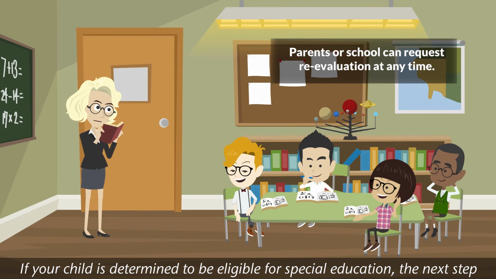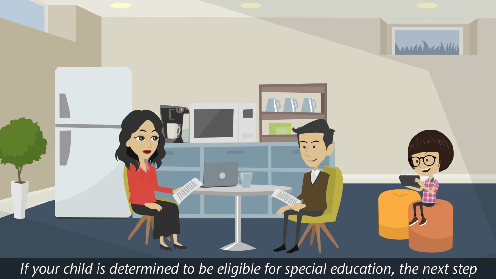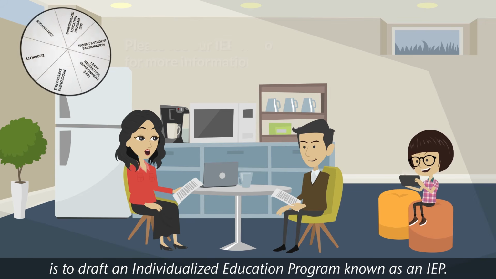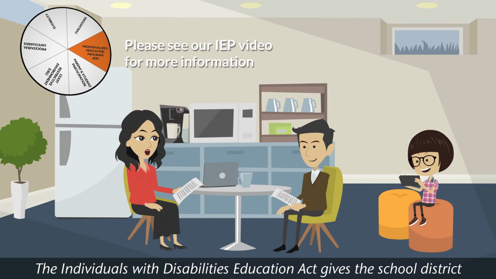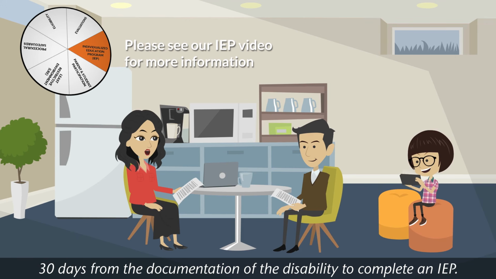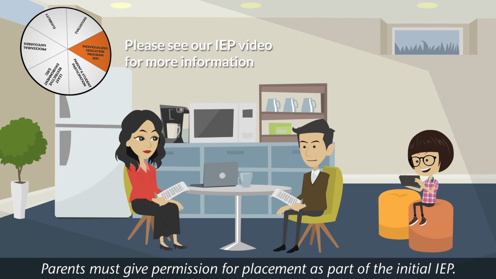If your child is determined to be eligible for special education, the next step is to draft an individualized education program known as an IEP. The Individuals with Disabilities Education Act gives the school district 30 days from the documentation of the disability to complete an IEP. Parents must give permission for placement as part of the initial IEP.